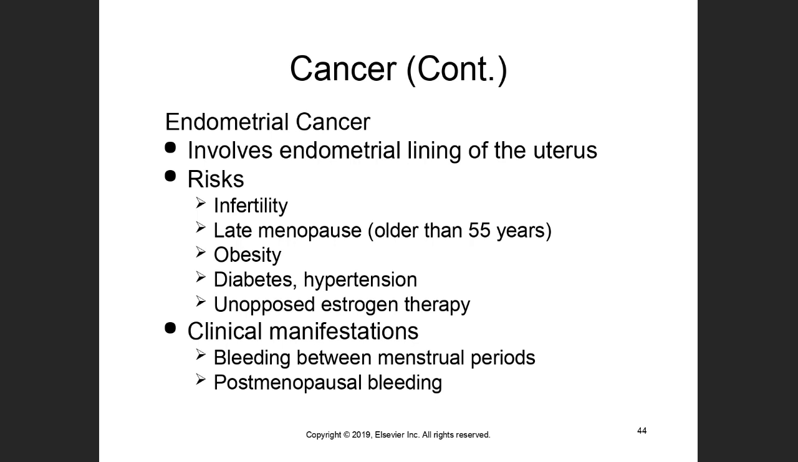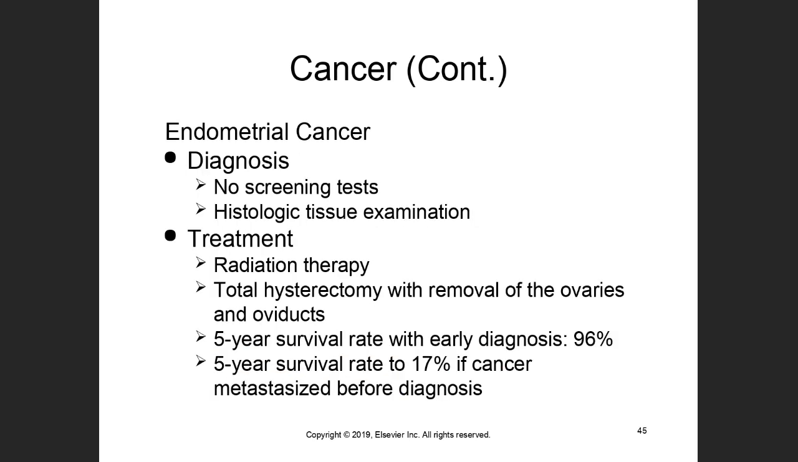Clinical manifestation: bleeding between menstrual periods and postmenopausal bleeding. That's extremely important. Any postmenopausal woman who has bleeding, you have to do a biopsy. Diagnosis: the problem is that in this one we don't have a screening test. Histology, tissue examination, that's the biopsy. The treatment: radiation therapy and total hysterectomy.